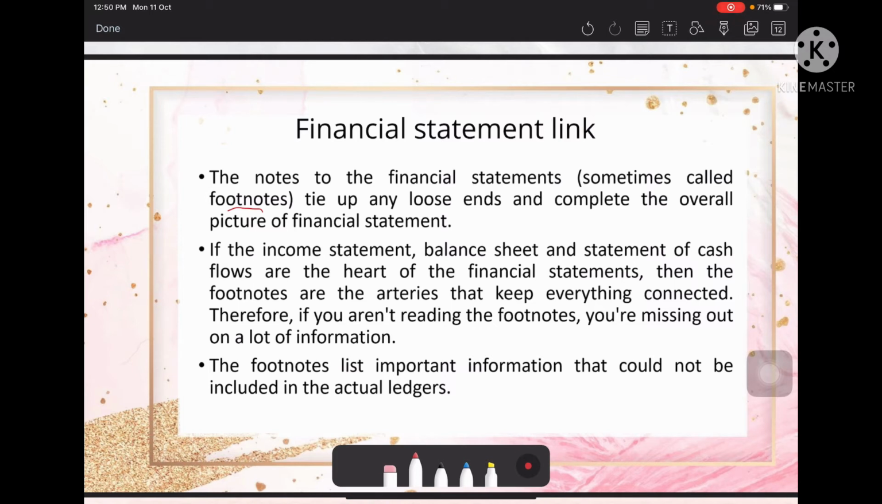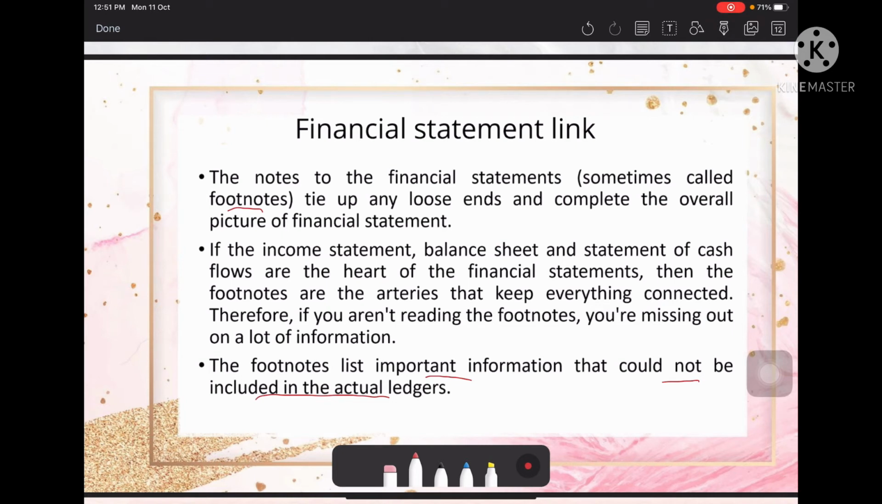Okay, so contohnya in the footnote tu, the company mention lah about the method of depreciation applied by the company, ataupun about their inventory method, whether they are using FIFO, LIFO. Okay, so that kind of information will be explained in their footnotes. So maksudnya kat sini the footnote lists important information that could not be included in the actual ledger. So dia tak tulis lah dekat ledger tu dalam account tu kan. They only put the figure in the financial statement position ataupun dalam cash flow ataupun dalam profit and loss.